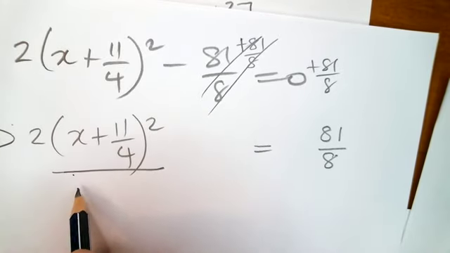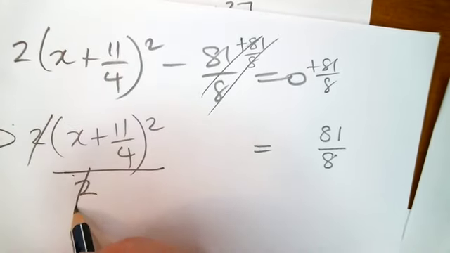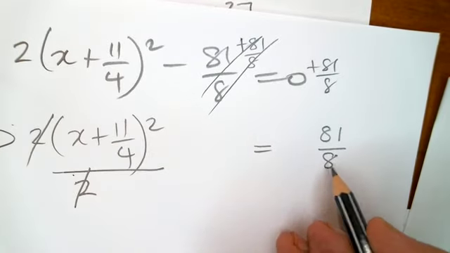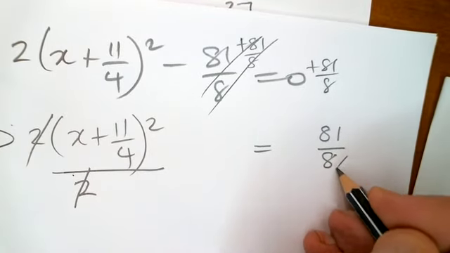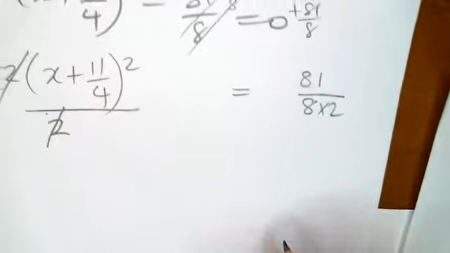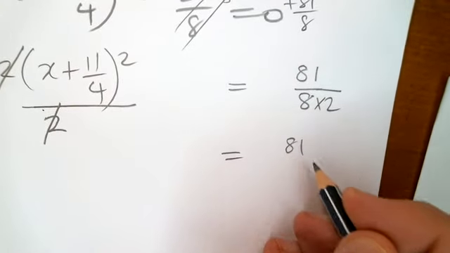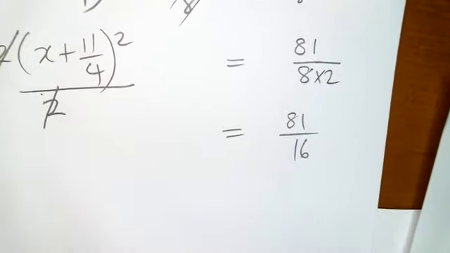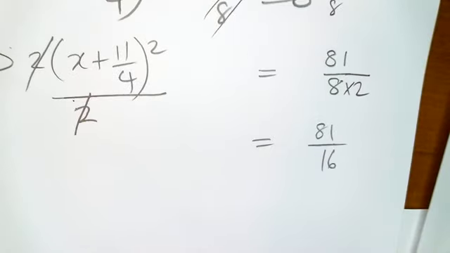So now what I'm going to do is I'm going to divide everything by 2. I'm only doing it so I get rid of the 2 there. Of course, when I divide this by 2, I'm going to multiply the denominator by 2 like that. So I'm going to end up on this side with an 81 over 16, which is going to be rather useful when I find the square root of this side.